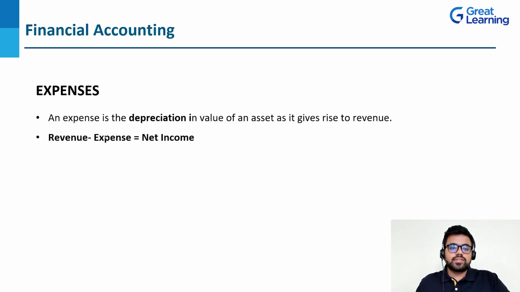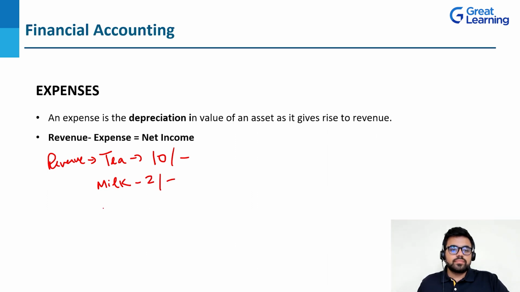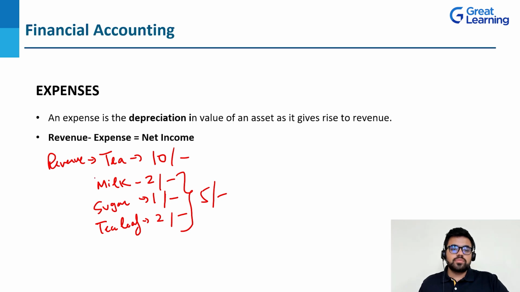Let's take an example. Let's say that you are selling tea for 10 rupees. Now, this 10 rupees is your revenue, as this is your selling price, right? Now, for making tea, the cost would be milk, let's say 2 rupees, sugar, 1 rupee, and tea leaves, that would be 2 rupees again. So the total making cost would be 5 rupees, right? So this part would be your expense for making that particular product.